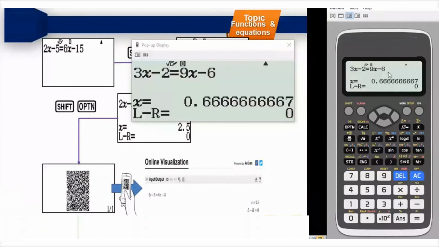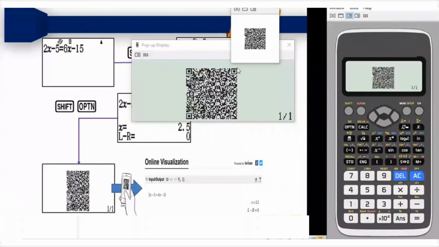And I hope everyone has now understood how to apply this solve and equals to button. If I wish to visualize it, I will press Shift and OPTN. I will get the QR code. I will scan this QR code, and this will help me visualize my answer also.